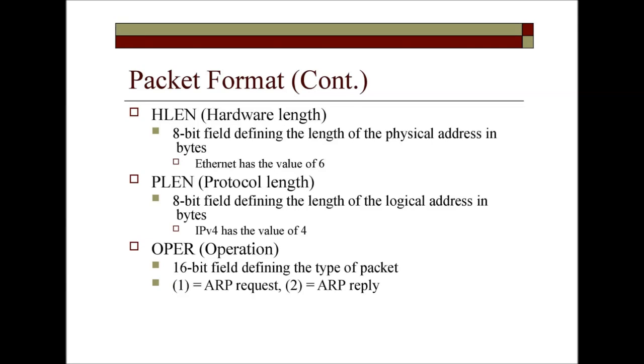Next is operation. 16-bit field defining the type of packet, ARP request and ARP reply. There are 2 operations. First is ARP request. One is specified for ARP request, which is broadcast, and 2 is specified for ARP reply, which is unicast.